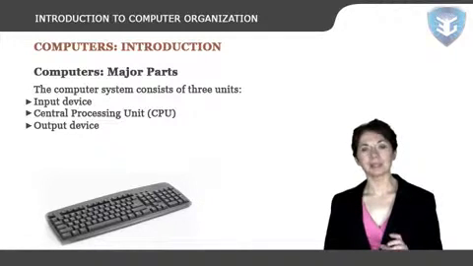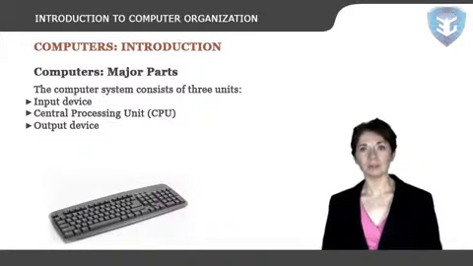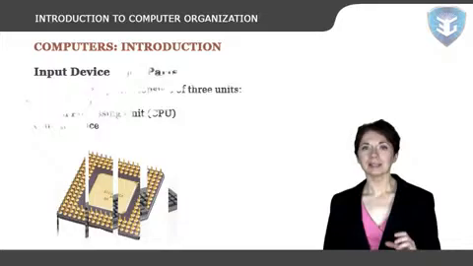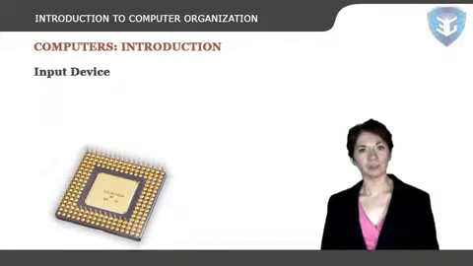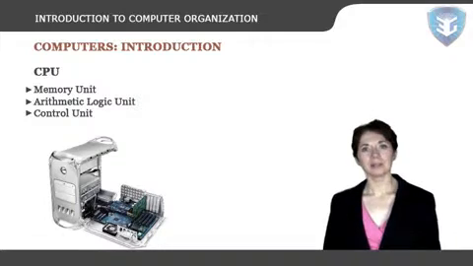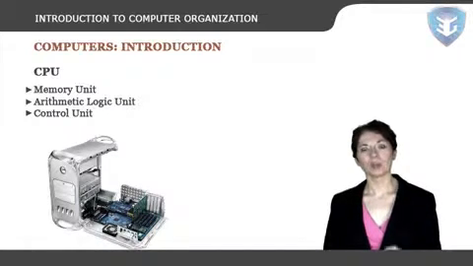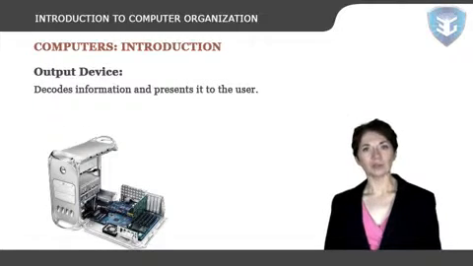Computers' major parts. The computer system consists of three units: input device, central processing unit or CPU, and output device. The input device reads information from input media and enters it to the computer in a coded form. A CPU has a memory unit, which stores program and data. The arithmetic logic unit performs arithmetic and logical functions. The control unit interprets program instructions and controls the input and output devices. The output device decodes information and presents it to the user.